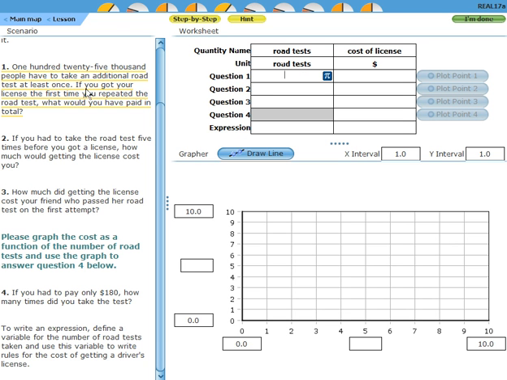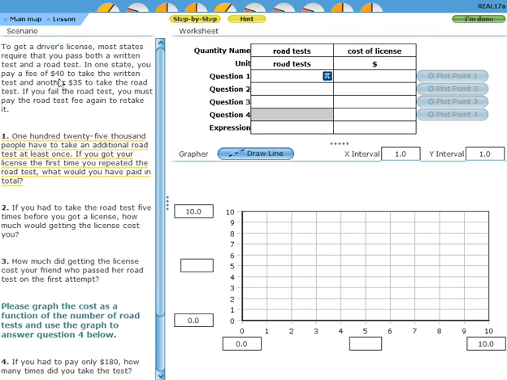Yada, yada, yada. If you got your license the first time you repeated the road test, what would you have paid in total? So what's happening here is that you have to pay a fee of $40, and then every time you take the road test, you have to pay $35. So it says you retook the road test. So it'll be 40 plus 35 plus 35. So this is $40 to take the test in the first place, and then 35 two times.